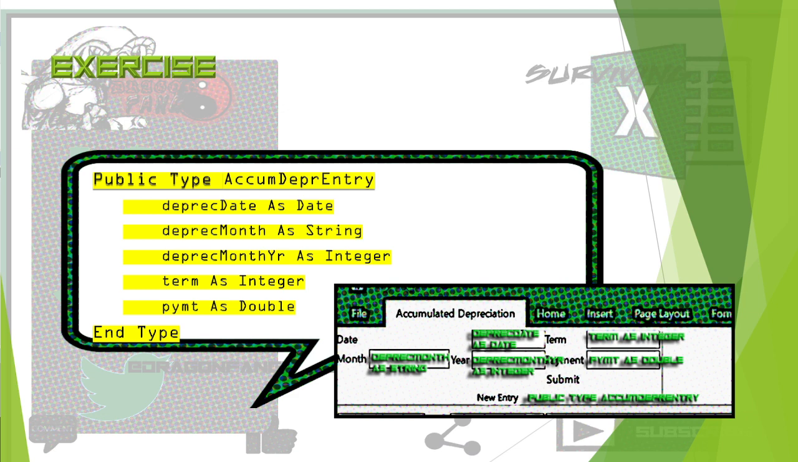And then we're talking about the payment that we're paying out for the depreciation. And I've also added a screenshot kind of going over what's on the ribbon so that you can follow along a little easier as well. Okay? So you'll need to type that in.